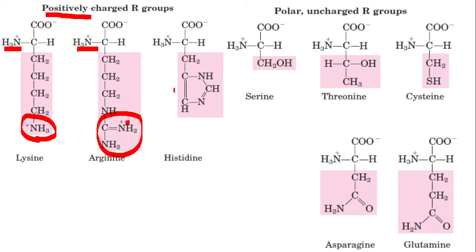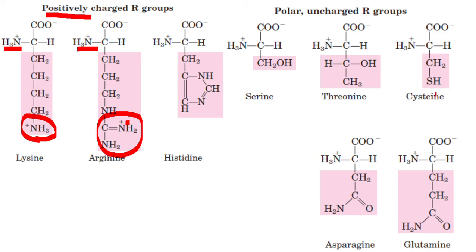Coming back, we have polar uncharged R groups. These are histidine, serine, threonine, and cysteine. They are polar, but they do not have any net charge. Histidine, this is the R group of histidine: CH2, then C, NH, CH, N, CH. Even though nitrogen is there, it is not actually forming an amino group. So this is histidine. Serine has a CH2OH group. Threonine also has an OH group, but it is secondary in nature. So CHOH, CH3 is threonine, and we have cysteine, which is CH2SH.